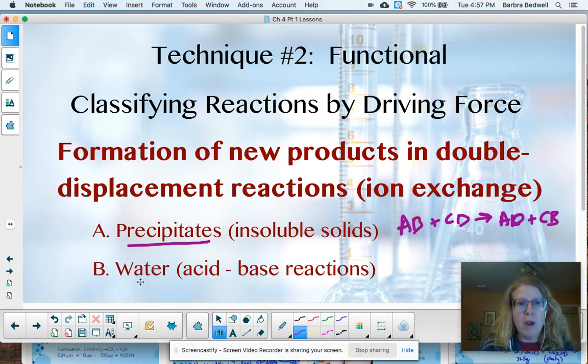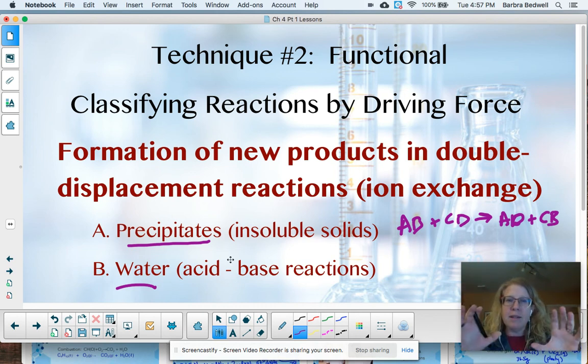Similarly, one of your products can actually be water, and the formation of liquid water is a common driving force for acid-base reactions, where you have free-floating ions. If you give hydrogen ions and hydroxide ions a chance to meet one another, their intramolecular attraction is so strong that once they form molecular water, they don't want to participate as ions anymore. They've gone over to the molecular side, and they're no longer available as ions. So, formation of a solid or formation of liquid water.